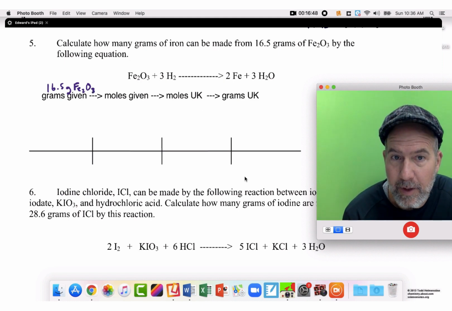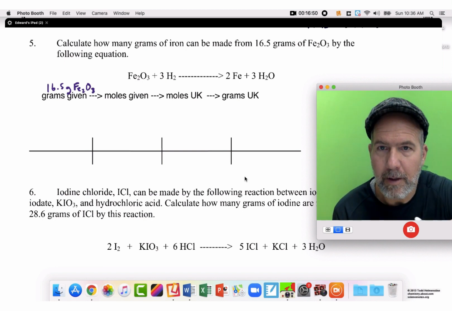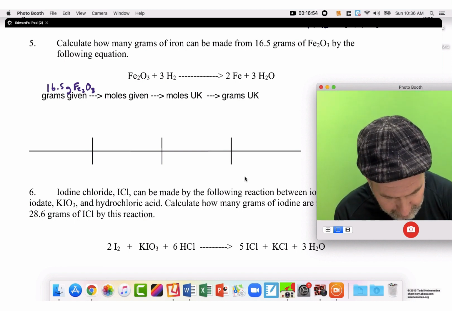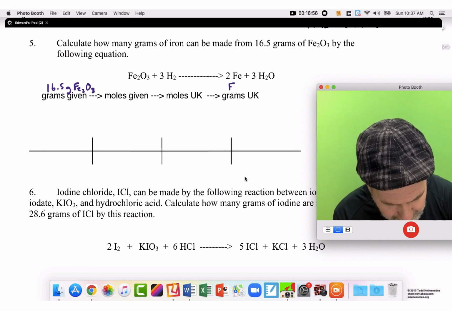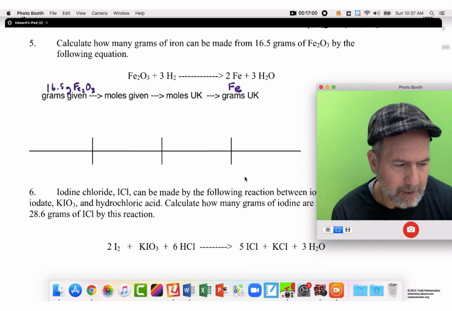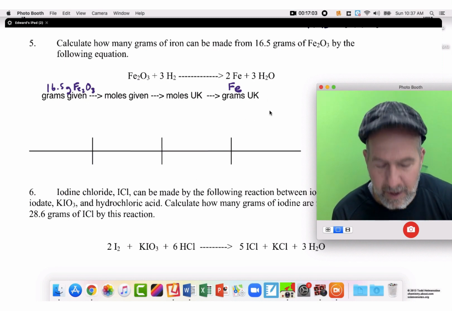By the following equation. I'm sorry, calculate how many grams of iron. So grams of iron, grams of Fe is our unknown. Let me start this all over. I'll delete that middle section, okay?